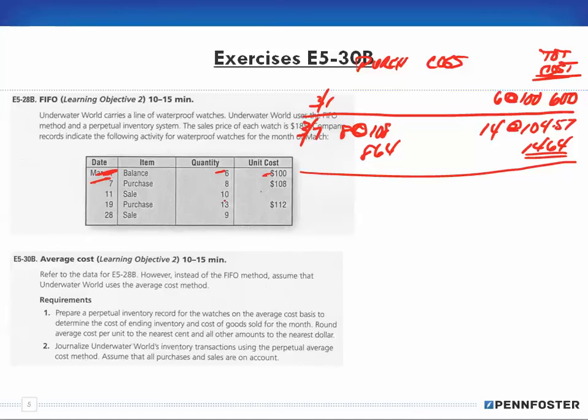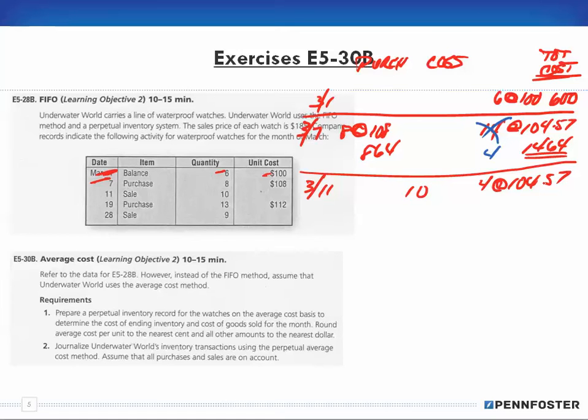All right, so then we make a sale. On 3/11, we're selling 10. So that means we have to take 10 out of our inventory. We're left with 4, and the 4 are at the 104.57, because that was our new amount that we had assigned to the inventory.